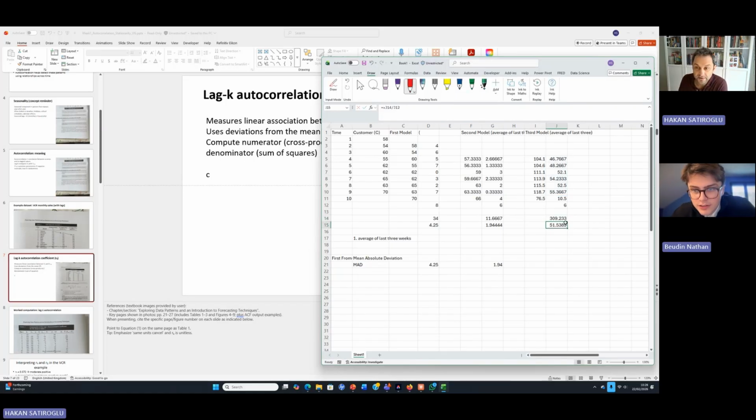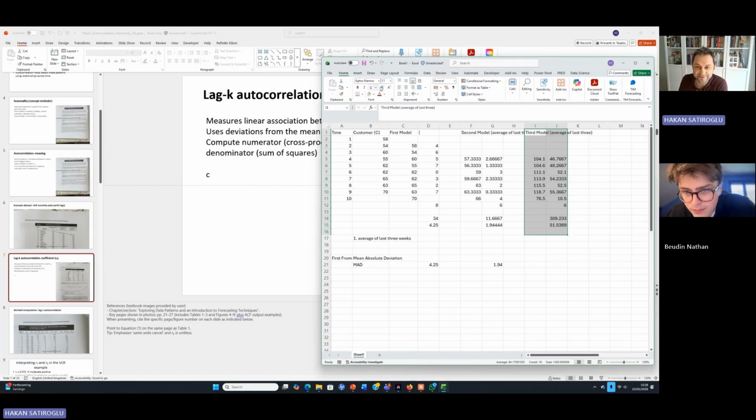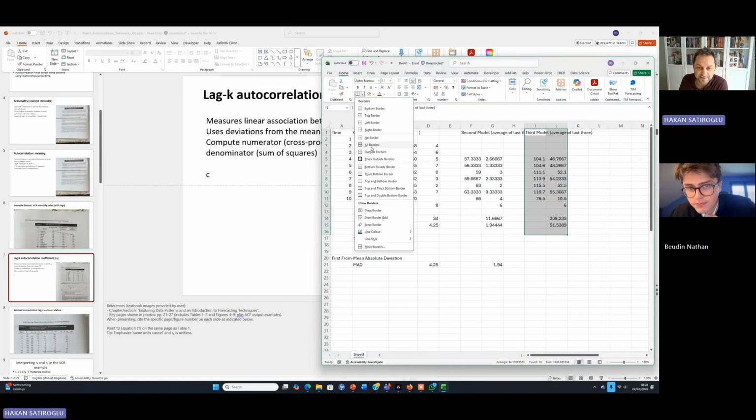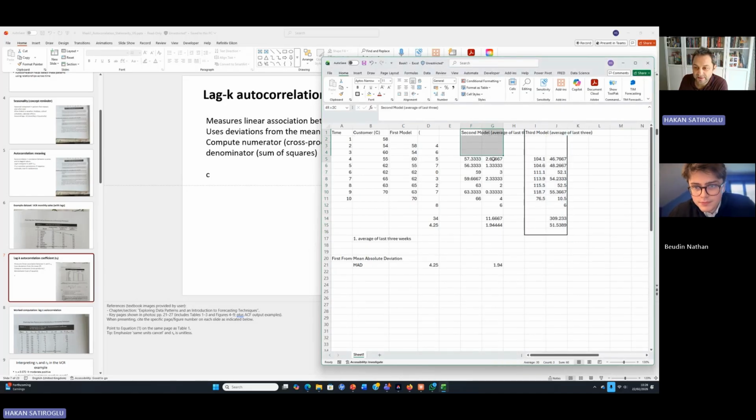So this is the other model. This is the third model now. Let's make that one. But I'm still improving the calculation. They are not working well somehow. This is the third one. This is the second one. This is the first one.